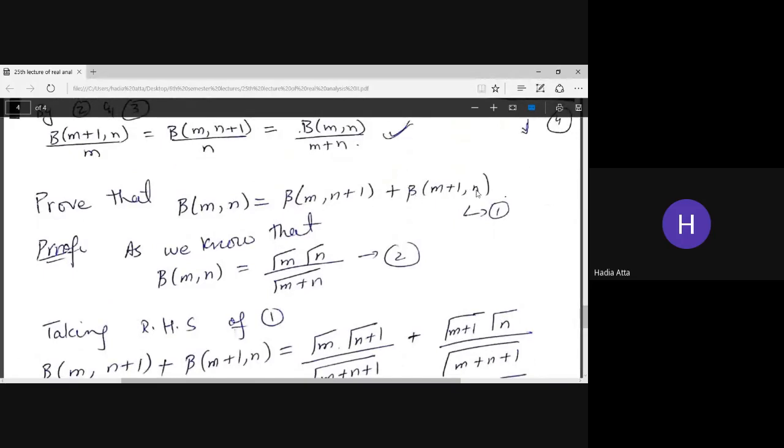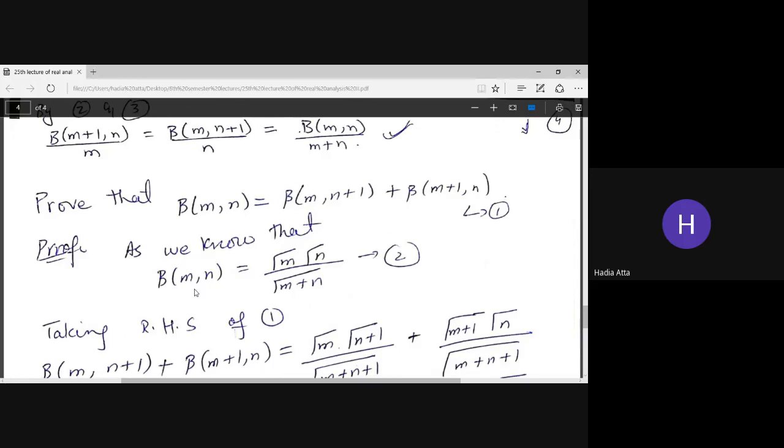Okay. And the last result is to prove that beta m n is equal to beta m n plus 1 plus beta m plus 1 n. Okay, so we have to prove that relation. So you can see that if we take the left hand side, it is very difficult to solve, but if we take the right hand side, you can easily solve to get the left hand side, because the right hand side has a lot more information. And the question is also related to the beta function. So here we are applying the definition of a beta function.